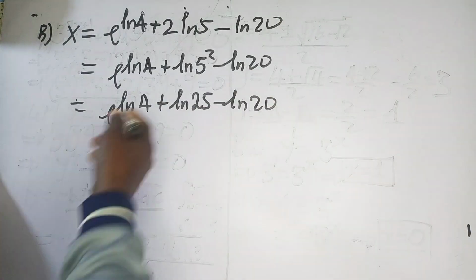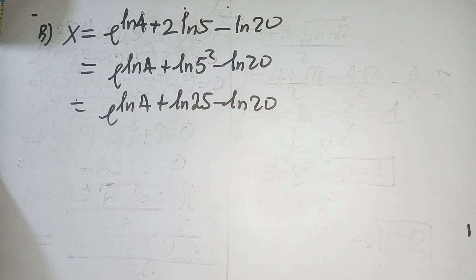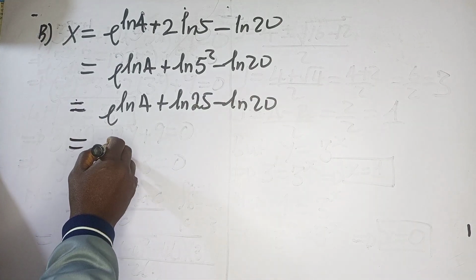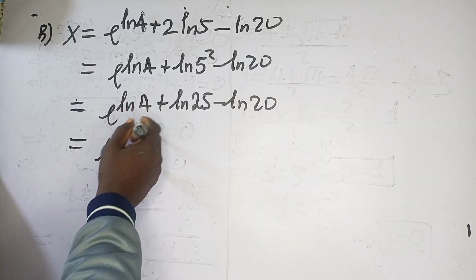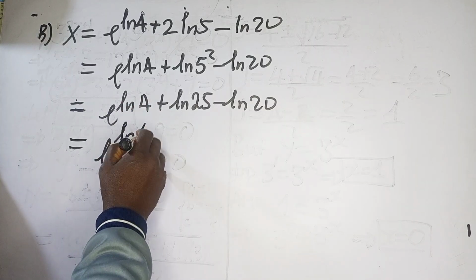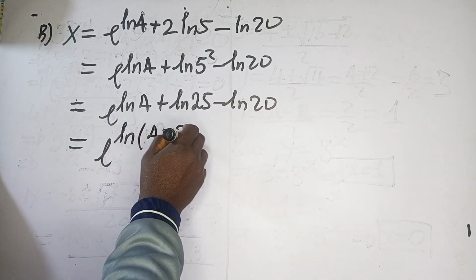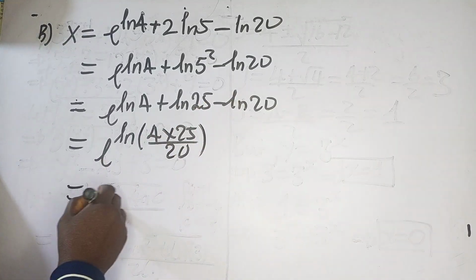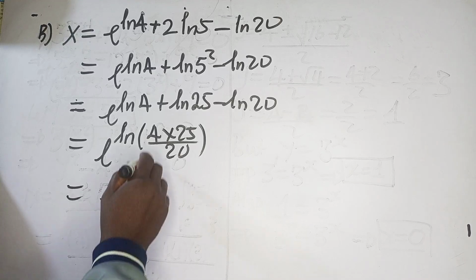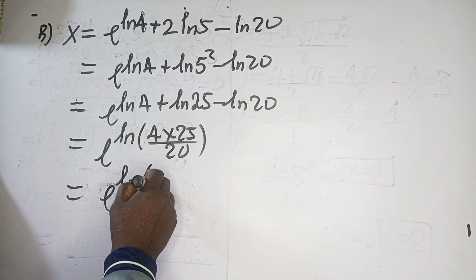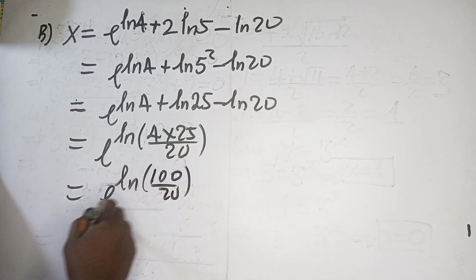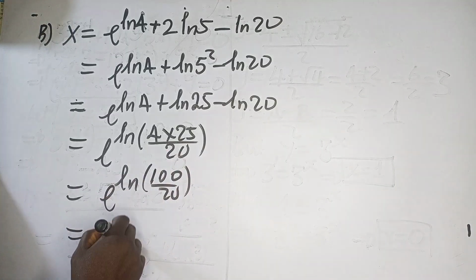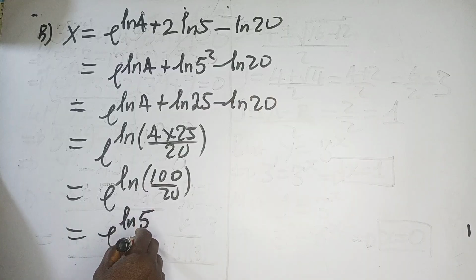So all we need to do is to apply the laws of logarithm here. Whenever we have addition, it simply means multiplication, so we'll write the ln one time: 4 multiplied by 25. And whenever there's subtraction, there is division. This gives us e to the ln of 4 multiplied by 25 is 100, over 20. So 20 cancels 20, and 100 divided by 20 is 5. So you have e to the ln 5.